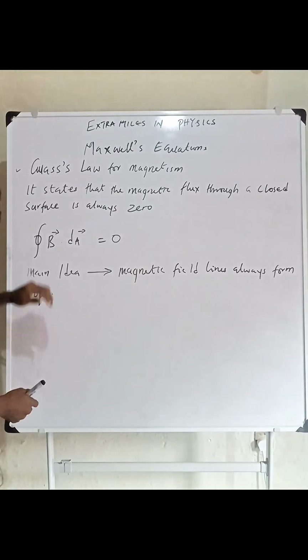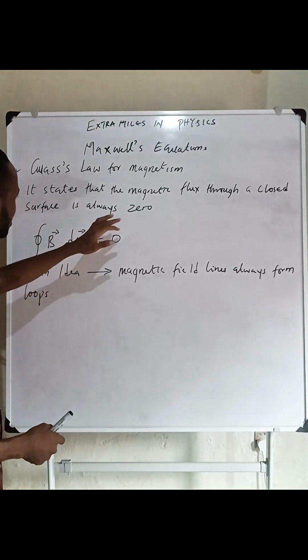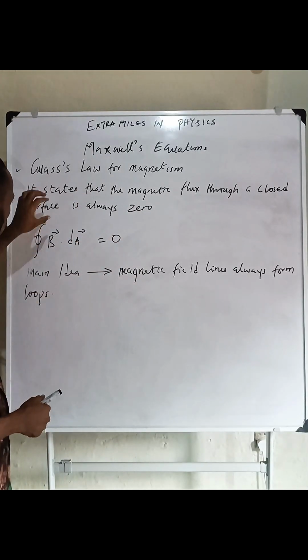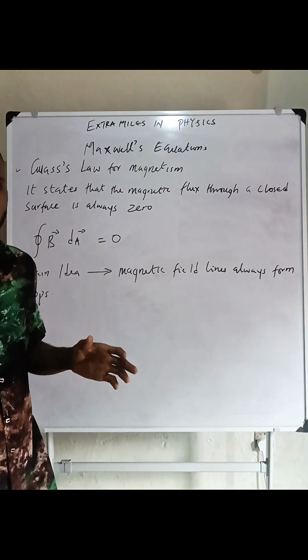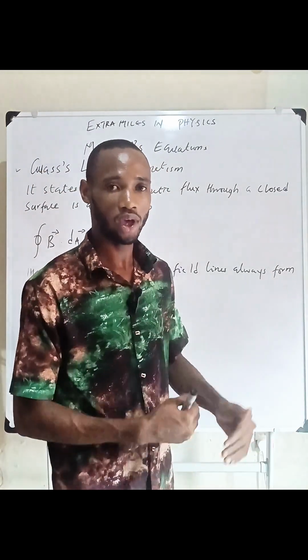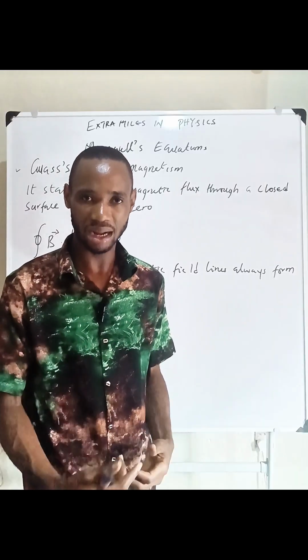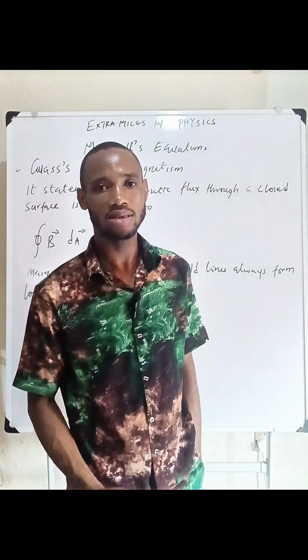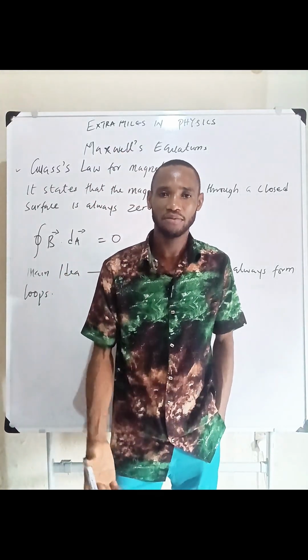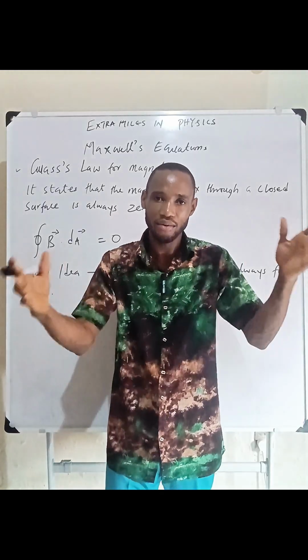So let's get started. What does this law state? It states that the magnetic flux through a closed surface is always what? Zero. The magnetic flux through a closed surface is zero. Now, what do we mean by magnetic flux? Magnetic flux simply means the amount of magnetic field passing through an area.